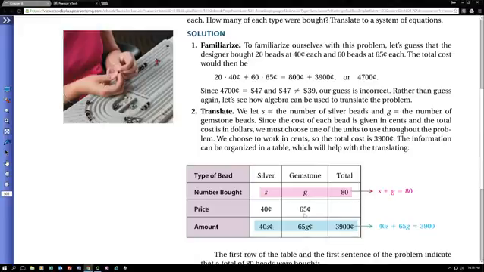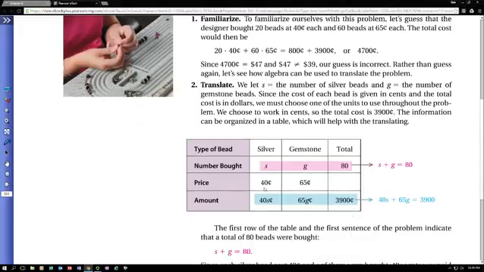Well, the gemstones are 65 cents a piece, so the number of gemstones will be times the 65 cents, so you end up with this. It still has the variables in it, but what else do we know? We know when I add the total cost of the silver plus the total cost of the gemstone, I'll end up with a total cost for both, right, of $39. There's our second equation.